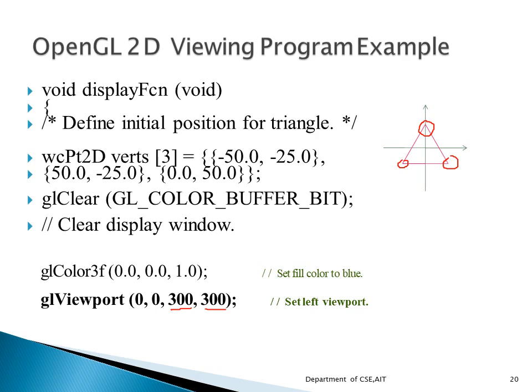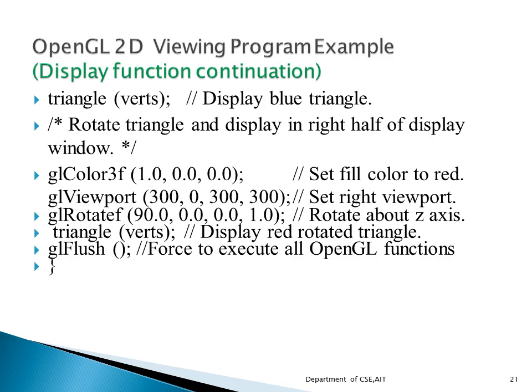Then I am going to set my left viewport. This left viewport, you know that it will be having 4 parameters. It will be having 0, 0, that means the origin from where it is starting, and then it is going to tell me about the height and width. So we are going to select the viewport from 0, 0 with its height and width as 300 and 300. Continuing on the display function, when I give the triangle, now I am going to get my blue triangle.